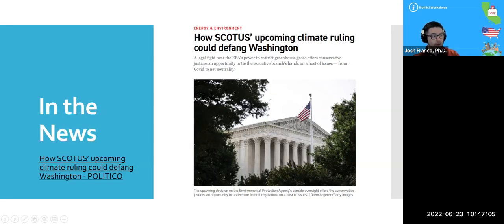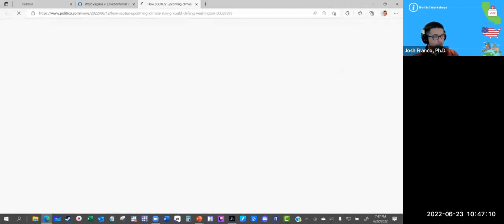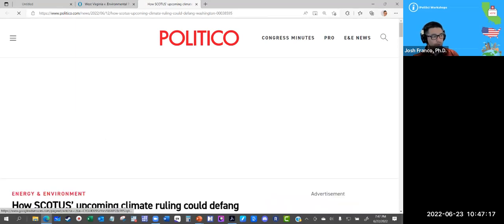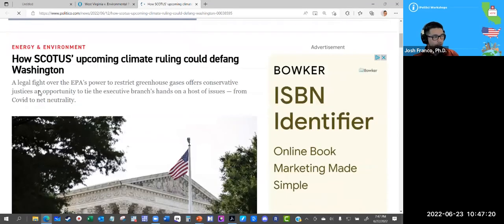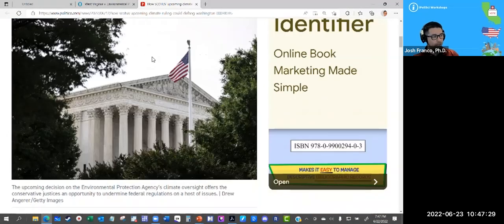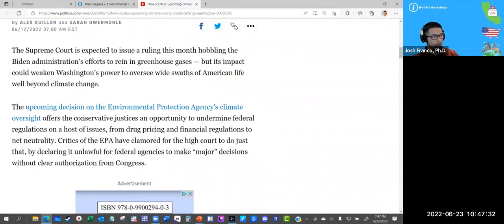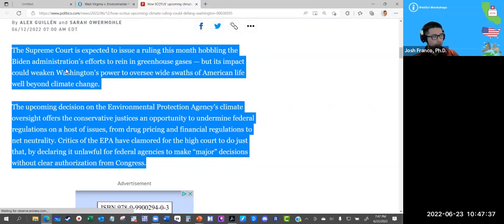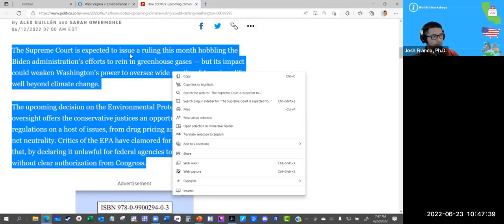why this is up in front and center. So I'll pull up a news article in Politico, which is a Washington, D.C. focused news organization. And the title of the article is How SCOTUS, or the Supreme Court of the United States, upcoming climate ruling could defang Washington. And the byline is, a legal fight over EPA's power to restrict greenhouse gases offers conservative justices an opportunity to tie the executive branch's hand on a host of issues from COVID to net neutrality. So what I'll do is I'll highlight, actually I'll leave it here and we'll have this read to us, a couple of paragraphs of this article.